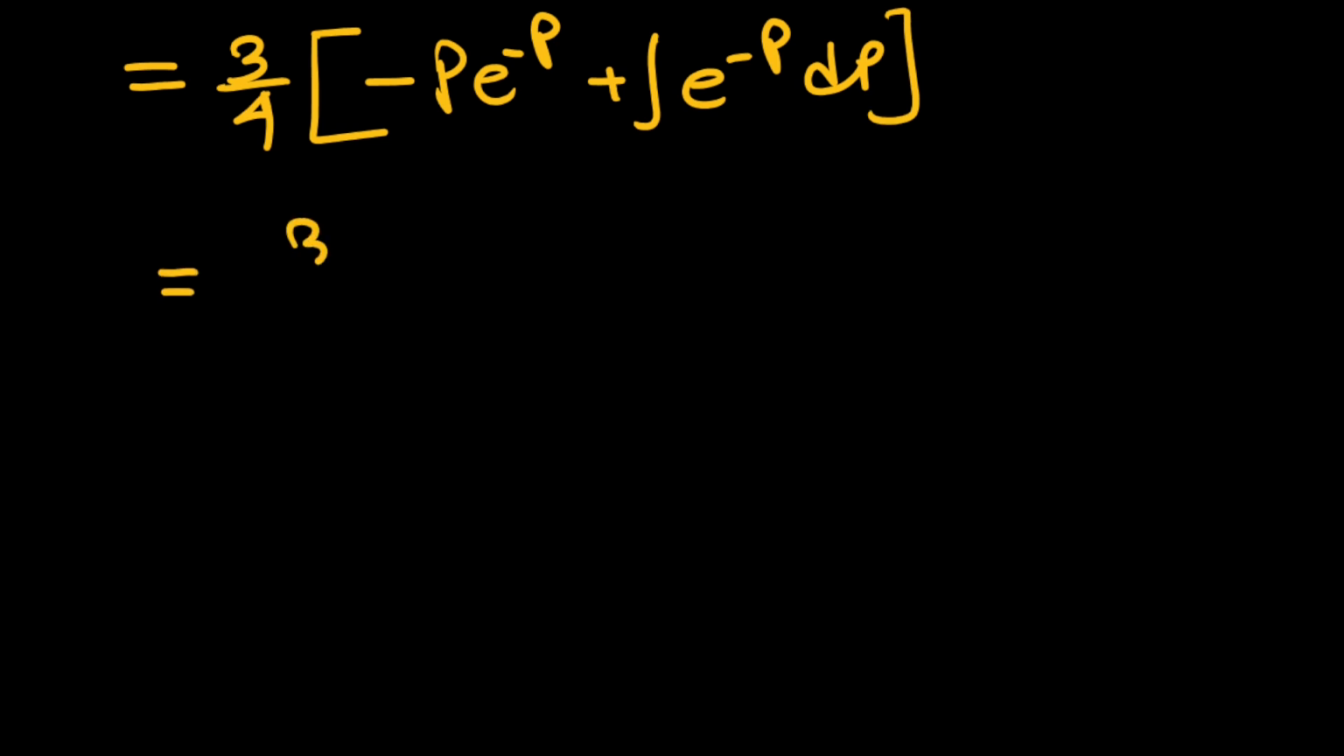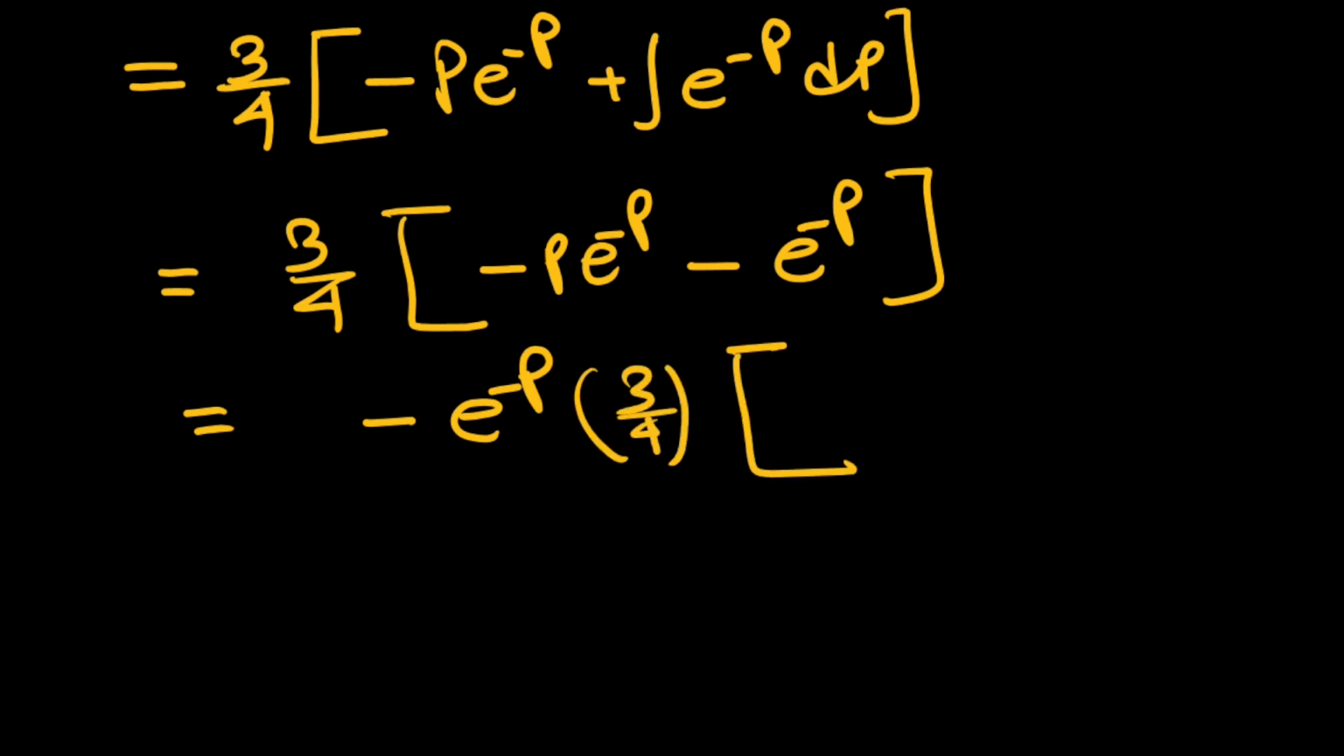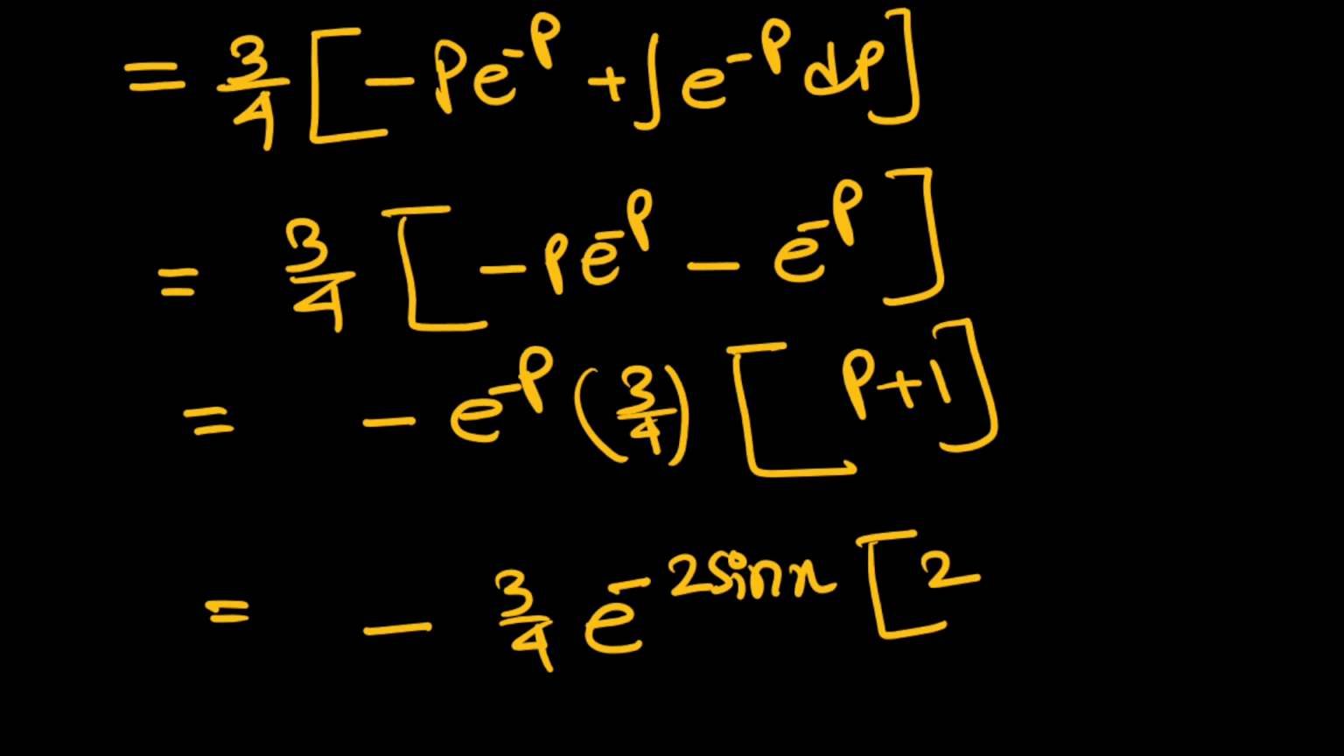So this is equal to 3 over 4 times minus p e to the power minus p, which remains the same, and integration of e to the power minus p, that is minus e to the power minus p. So minus e to the power minus p is common, and 3 over 4 remains the same, so that is p plus 1. Now we substitute the value of p, that is minus 3 over 4 e to the power minus 2 sin x times 2 sin x plus 1. So now we get the value of I2.